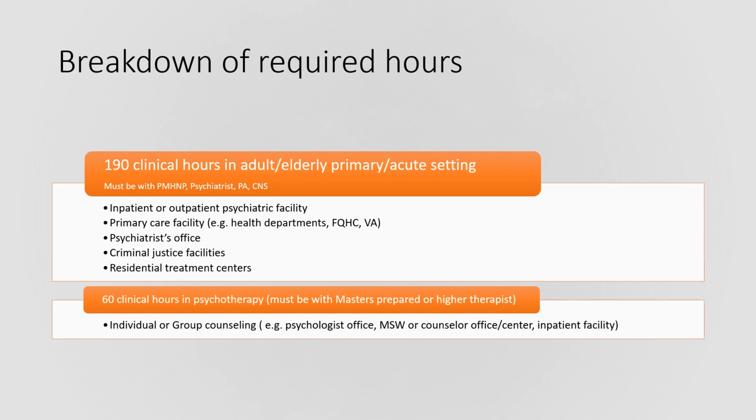And with your 60 hours of psychotherapy, that must be with a master's prepared or higher degree therapist. So an MSW, LLP, limited licensed psychologist, a psychologist. Certain states have different designations, but as long as they're master's prepared and provide therapy, then you can do therapy with them. If there's a question, please reach out to us and we'll help you with answering that.